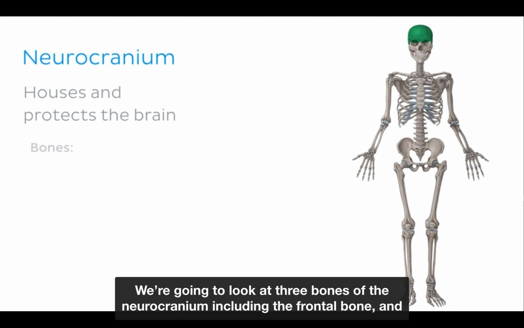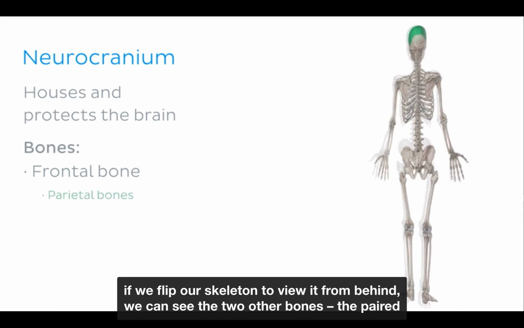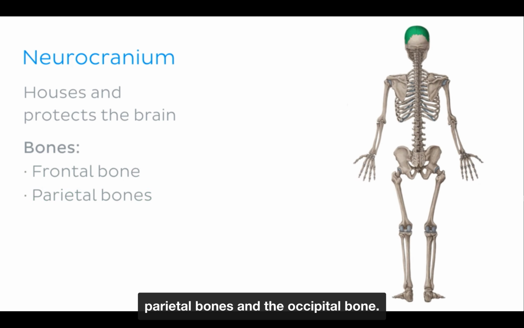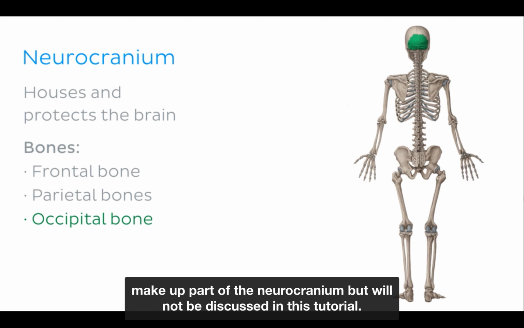We're going to look at three bones of the neurocranium, including the frontal bone, and if we flip our skeleton to view it from behind, we can see the two other bones, the paired parietal bones and the occipital bone. It's worth noting that the temporal bone, the sphenoid bone, and the ethmoid bone also make up part of the neurocranium, but will not be discussed in this tutorial.